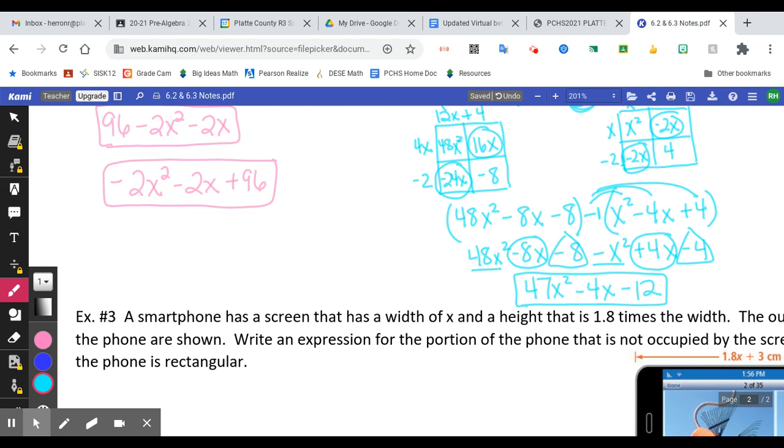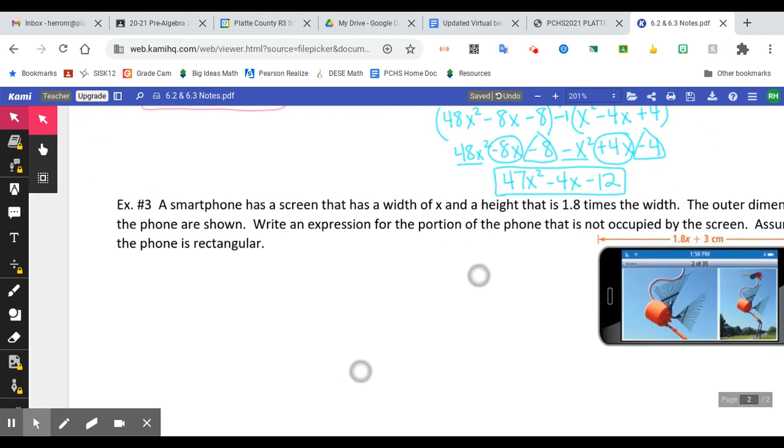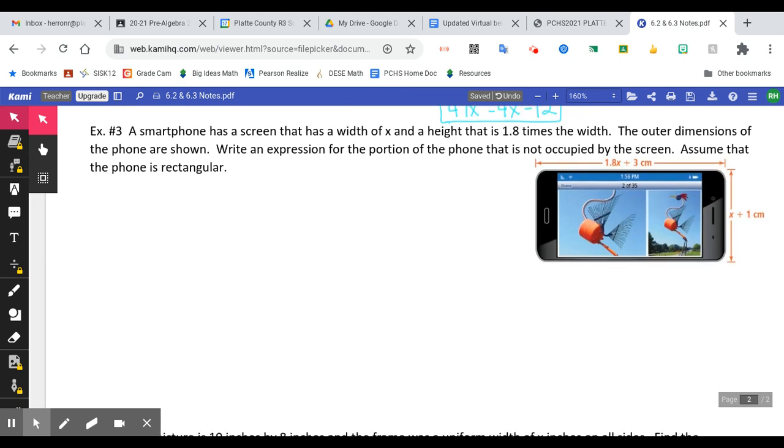Okay, let's finish this up. We've got a couple more here. Thanks for being patient while we figure it out. Let me smooth this so we can see the whole thing. So a smartphone has a screen that has a width of x and a height that is 1.8 times the width. The outer dimensions of the smartphone are shown. Write an expression for the portion of the phone that is not occupied by the screen.